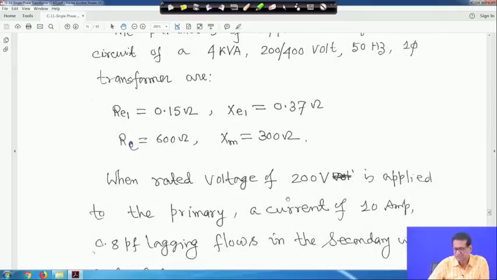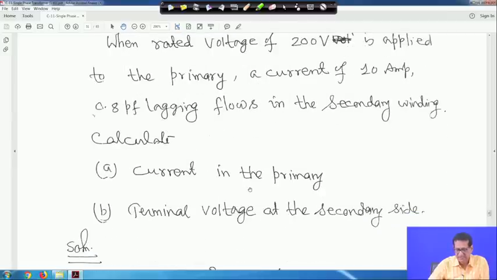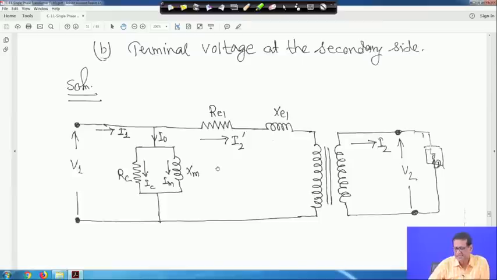When rated voltage of 200 volt is applied to the primary, a current of 10 ampere at 0.8 power factor lagging flows in the secondary winding, you have to calculate the current in the primary and the terminal voltage at the secondary side. It is very simple. This is the circuit, my equivalent circuit RE1, XE1. This side the load is given. So, everything is in terms of the primary side.